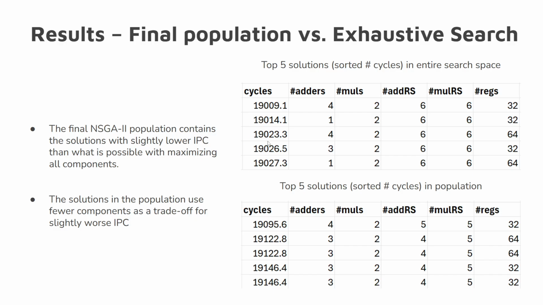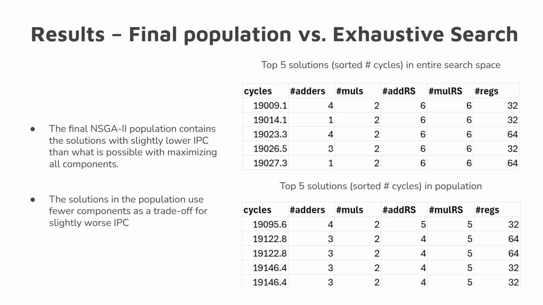The range of number of cycles in the entire search space is quite large. So a difference in the range of tens or maybe 100 cycles is not that significant if you consider these components to have a large cost or energy penalty.